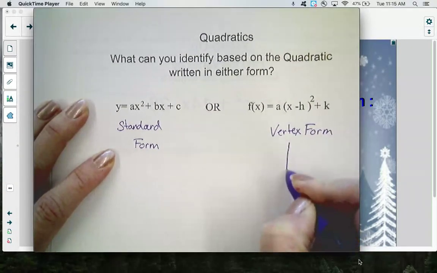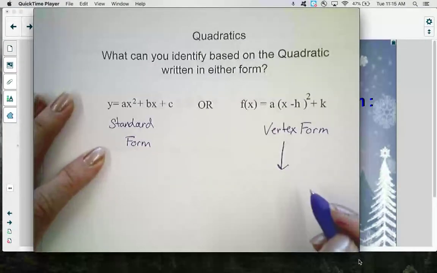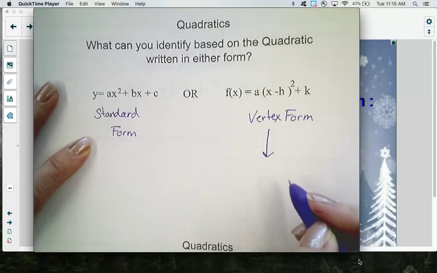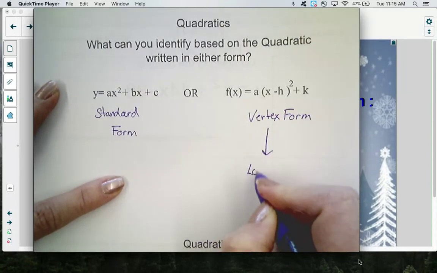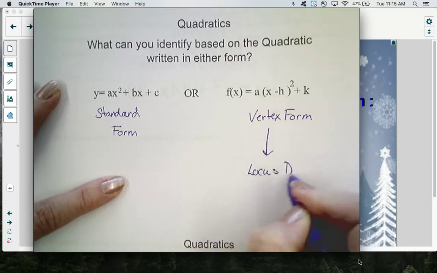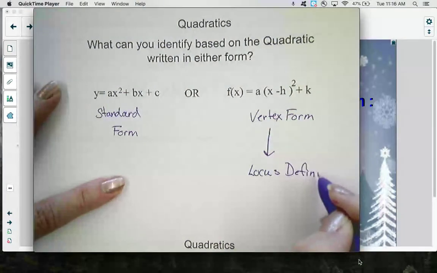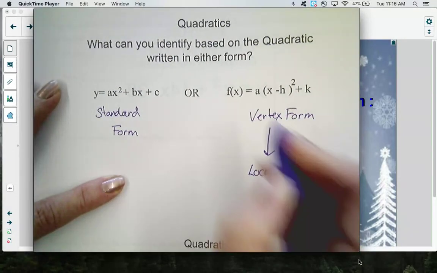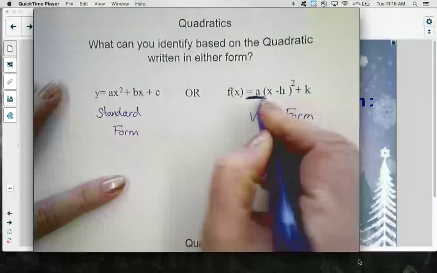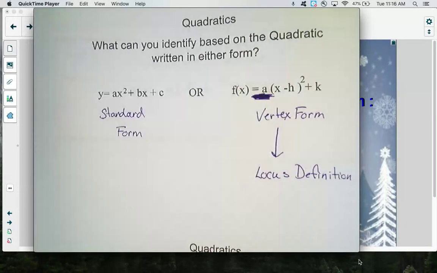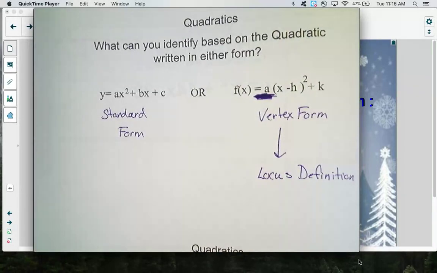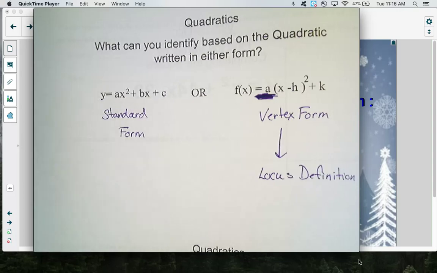But we're going to use vertex form because it's really the same thing to find out what our locus definition is. And our locus definition is all focusing in on that A value. So it's really focusing in on the stretch and the compression of our parabola.